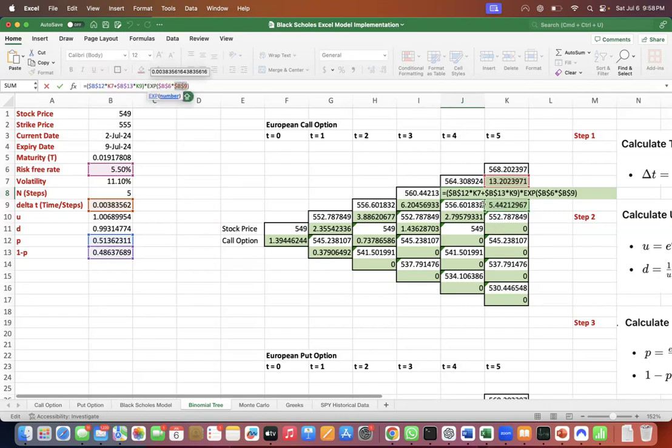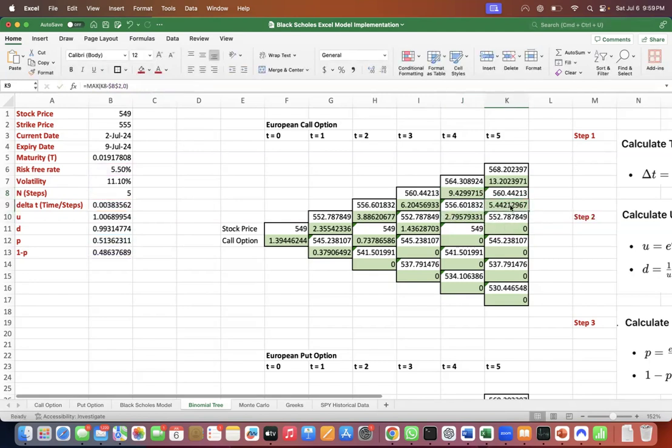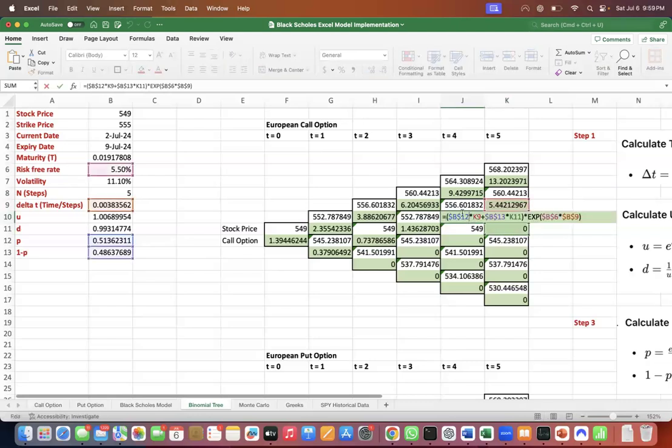So you just need to multiply this to get this price. Similarly, to get this price, you multiply this with p, multiply this with 1 minus p, and then multiply the whole with e raised to the power minus r delta t. So if you see this price, what we are doing is multiplying p with k9, then multiplying 1 minus p with k11.